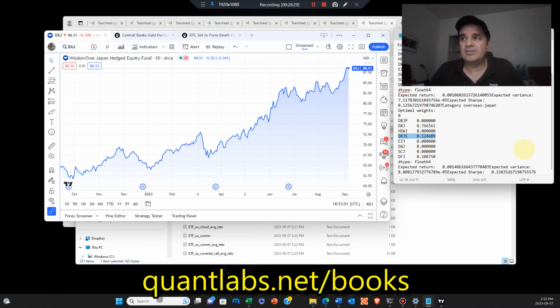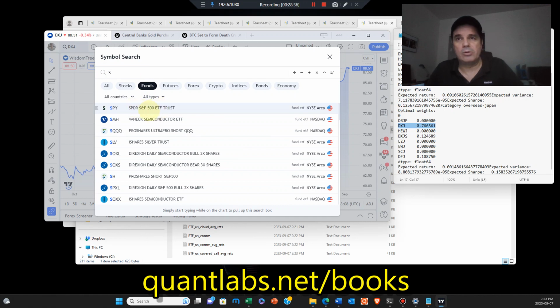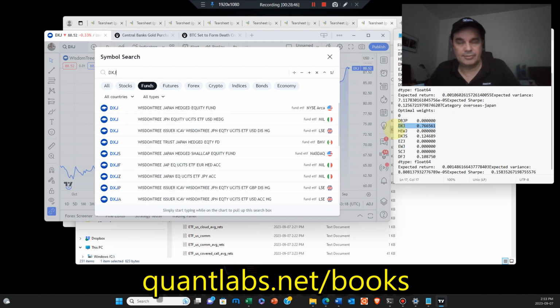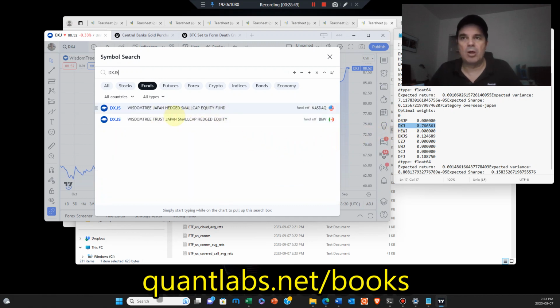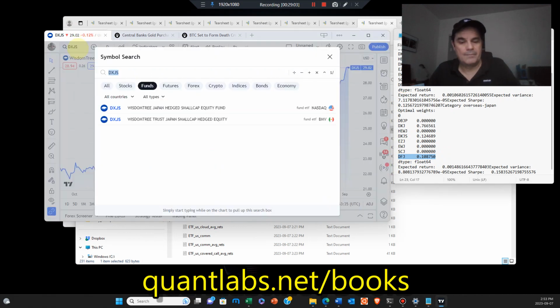So that's DXJ. You can see that's a 76% allocation. DXJS. Okay, here we go. Spider S&P 500 ETF. Oh, I'm sorry. So it's DXJS. So Japan Hedged Small Cap WisdomTree again. Same thing. You can see this one's not as stable, but still a nice trend up. Very few drawdowns. Again, that's a really good one to be in. And I'll show you the last one is DFJ as well. So Japan is very good.